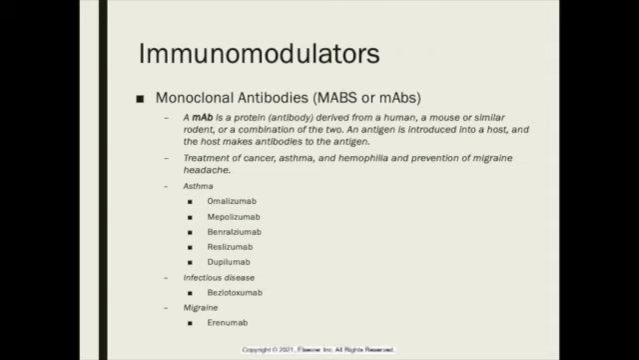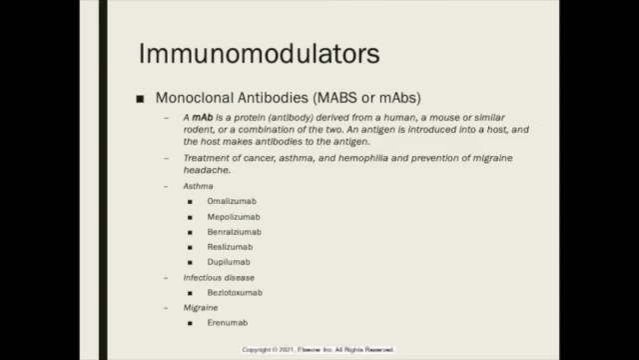Monoclonal antibodies work at the site of the cell membrane, receptors, and they can target specific antigens. Just like antibodies, our monoclonal antibodies activate our natural immune response, and we have many uses in healthcare. We treat cancer. You can see here there's a list of monoclonal antibodies that treat asthma, infectious disease, migraines, hemophilia.